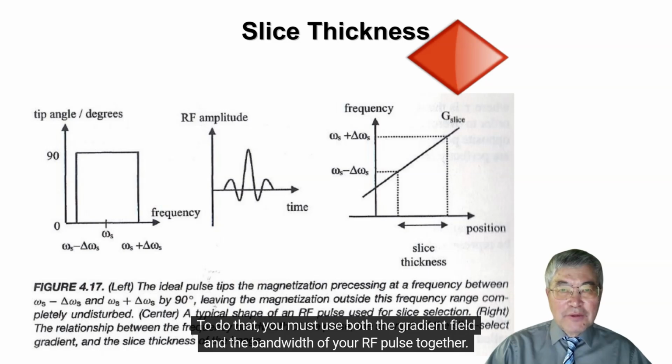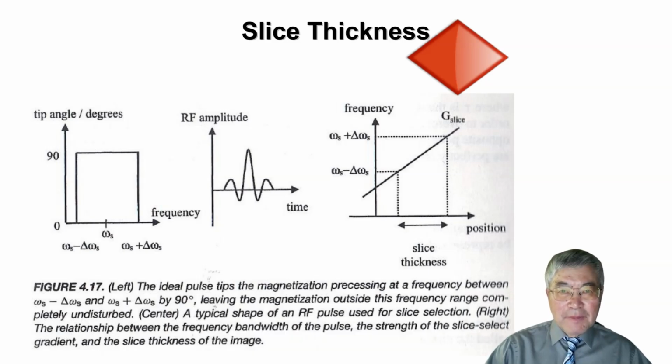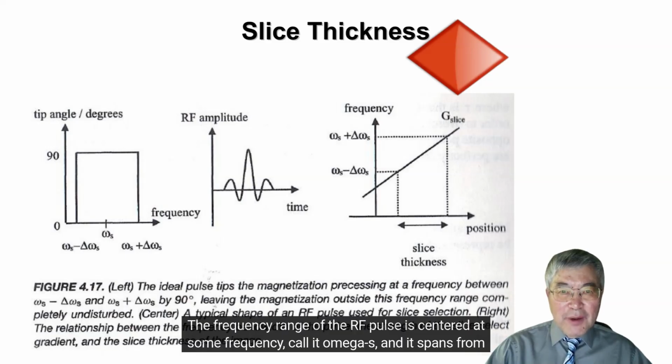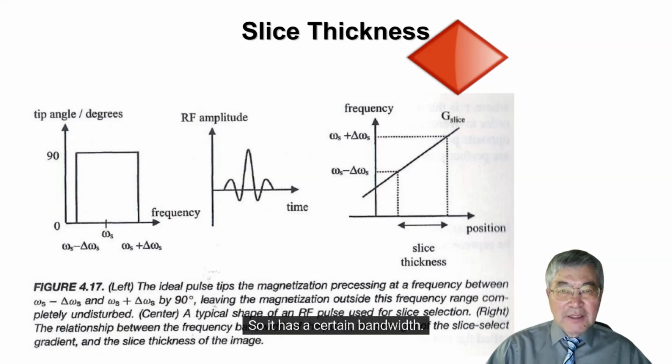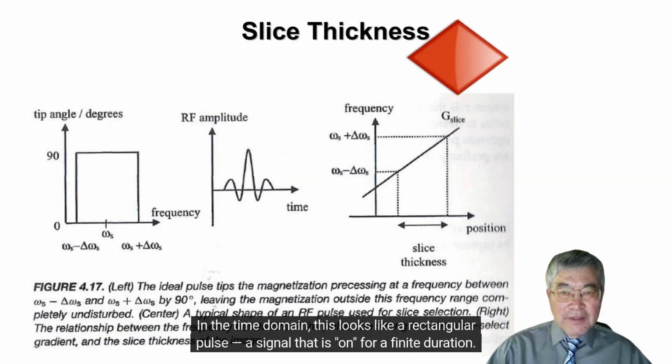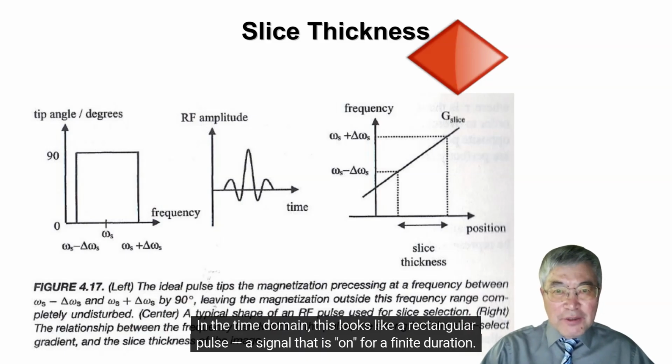To do that, you must use both the gradient field and the bandwidth of your RF pulse together. The frequency range of the RF pulse is centered at some frequency, call it omega s, and it spans from omega s minus delta omega s to omega s plus delta omega s. So it has a certain bandwidth. In the time domain, this looks like a rectangular pulse, a signal that is on for a finite duration.